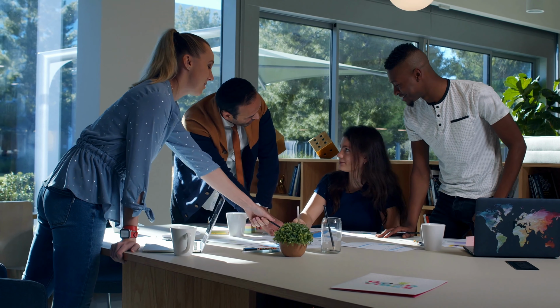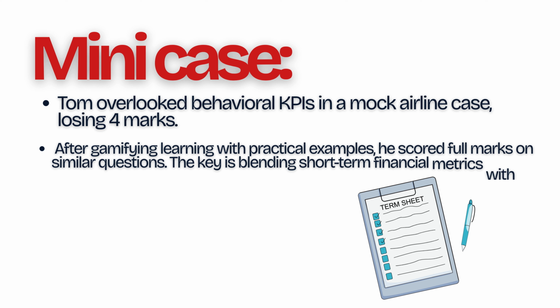Most students focus only on ROI versus ROS numbers, missing the why behind examiner questions. Mini case. Tom overlooked behavioral KPIs in a mock airline case, losing 4 marks. After gamifying learning with practical examples, he scored full marks on similar questions. The key is blending short-term financial metrics with long-term behavioral insight.